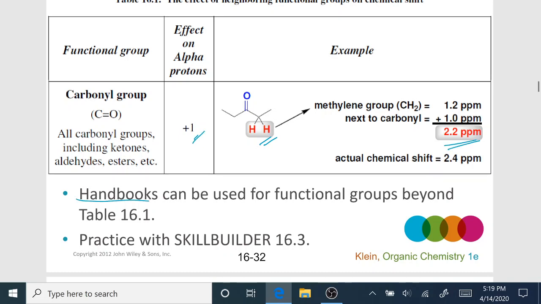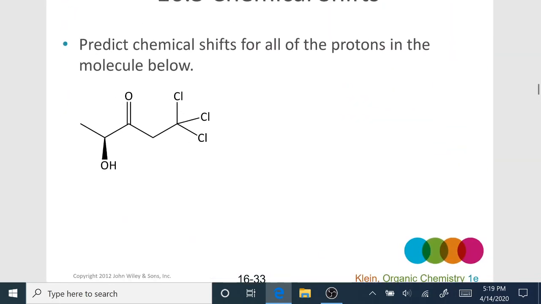So you can use a chemical shift table or a handbook to determine where your hydrogens are going to show up. I usually just kind of estimate it or guesstimate it or use a little table. It's easy to determine it that way.